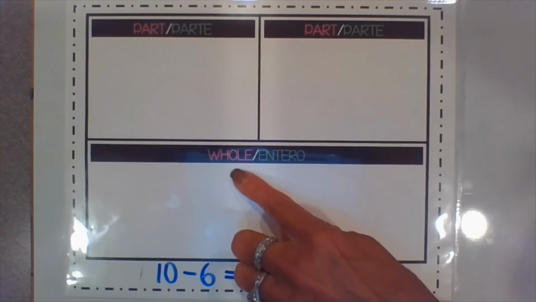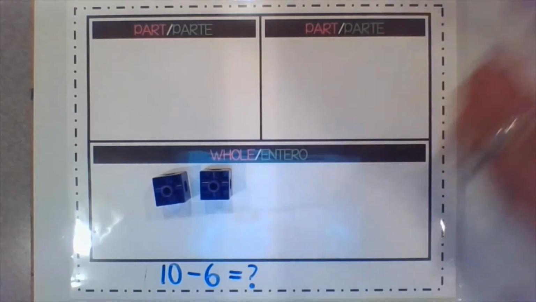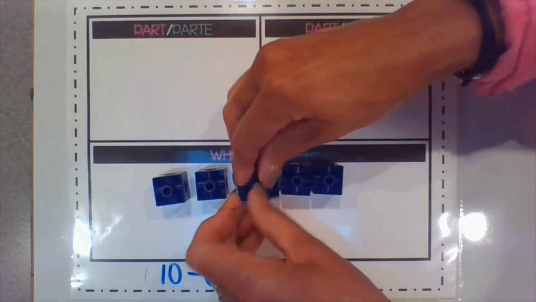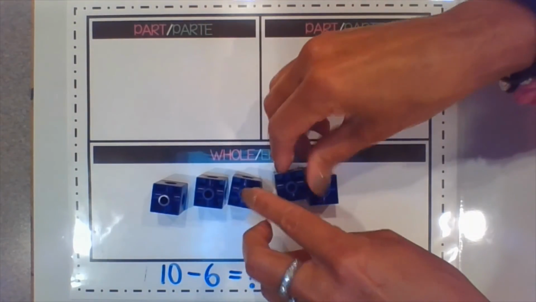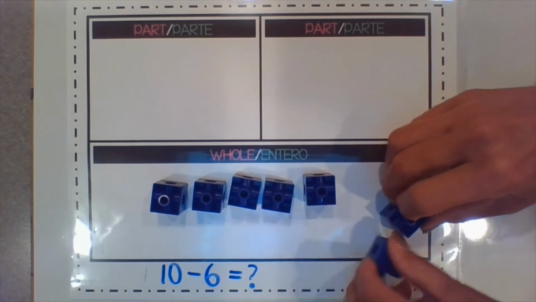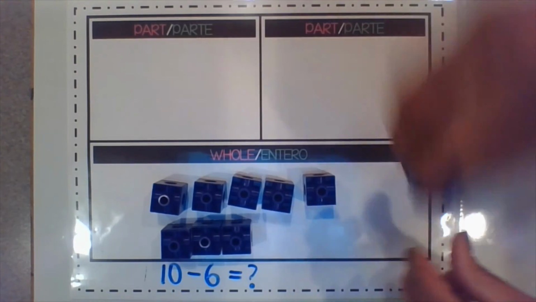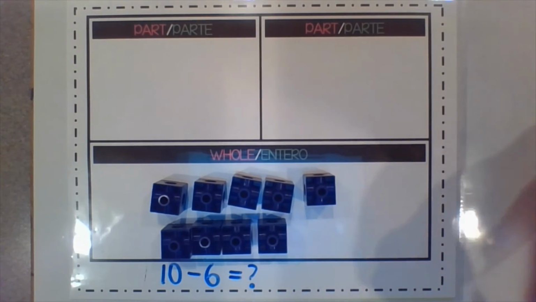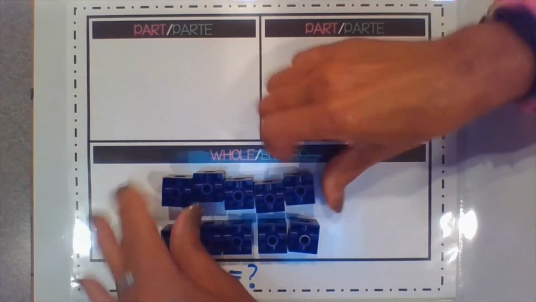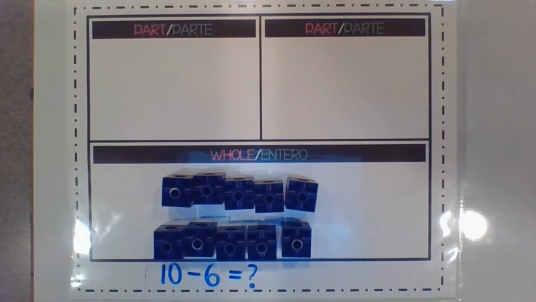I start with my whole. My whole is 10. So I'm going to use the same kind of counter, or in this situation, the same color, to represent my whole. 1, 2, 3, 4, 5, 6, 7, 8, 9, 10. Notice again, I put them in the 5-group way because it makes counting more efficient for our students. So, Jaden and Myra had 10 snowballs, but they threw 6.